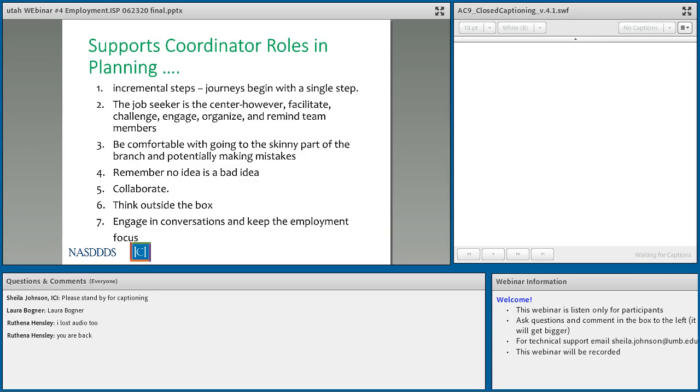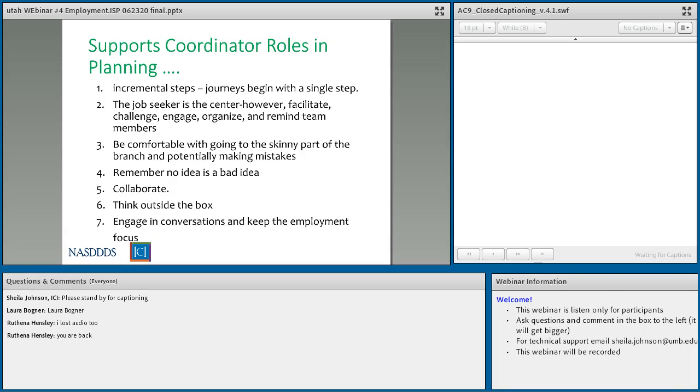No idea is a bad idea. Most often, I have to tell you that concerns about health and safety, as you can probably all be shaking your head, are the ones that come up first. If health and safety, though, trump what the person considers important to him or her, like employment, for instance, then that discussion immediately lacks a balance between important to and important for, okay? So collaborate on these things. Think outside the box. Engage in conversations a lot about employment.